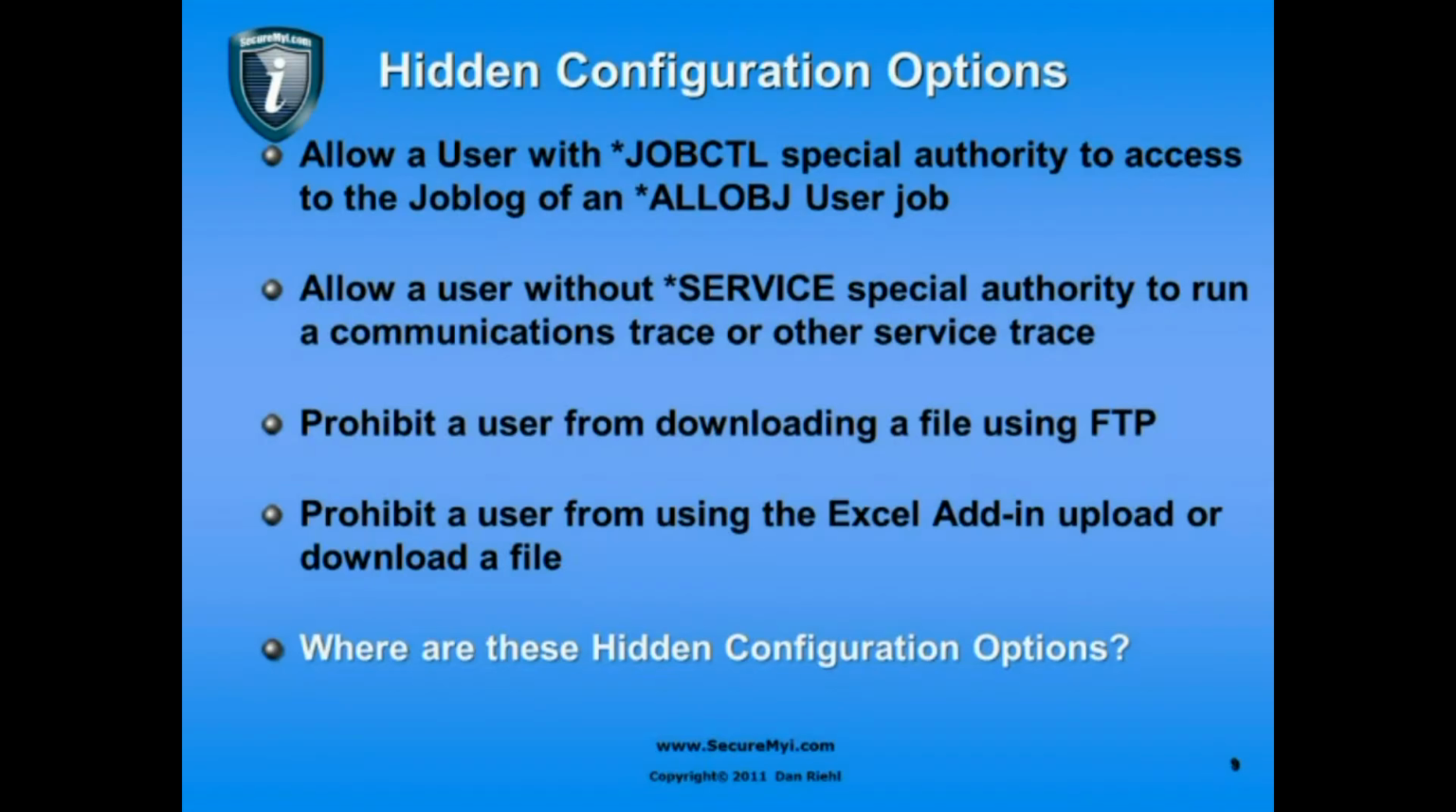You can also allow a user that does not have service special authority to run a trace, a communication trace or other service trace. Where do you find that hidden option? It must be somewhere. It's not in the authority to the commands themselves. It's hidden somewhere else. You can prohibit a user from downloading a file using FTP or client access file transfer. You can prohibit a user from using the Excel add-in upload or download a file option.